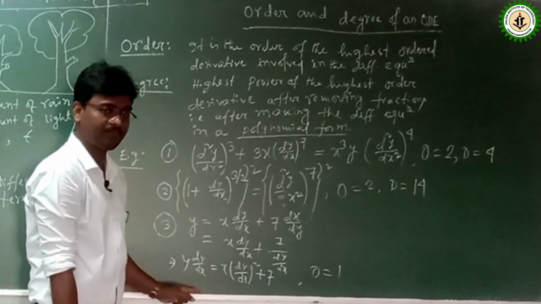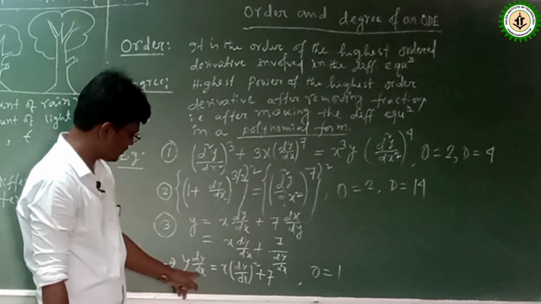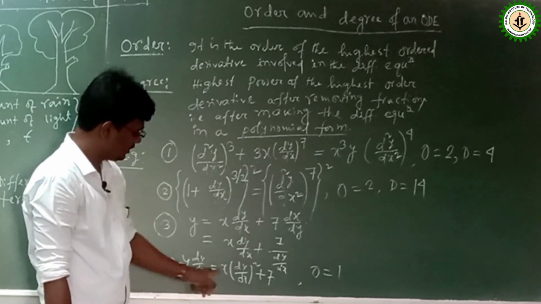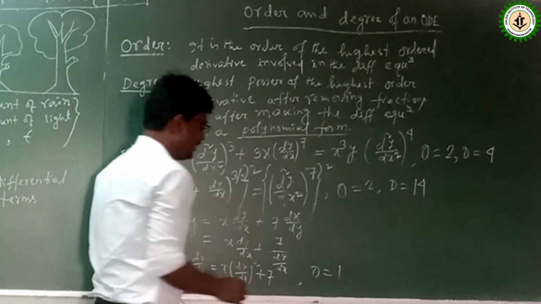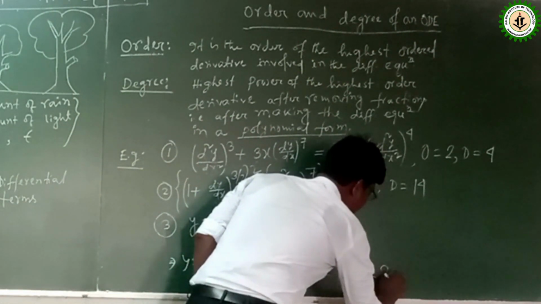Now for degree, think what is the highest power of the first order differential terms. So the power of dy by dx here is 1 and the power of dy by dx here is 2. So that means the degree is 2, because between 1 and 2, 2 is the maximum, so degree is 2.